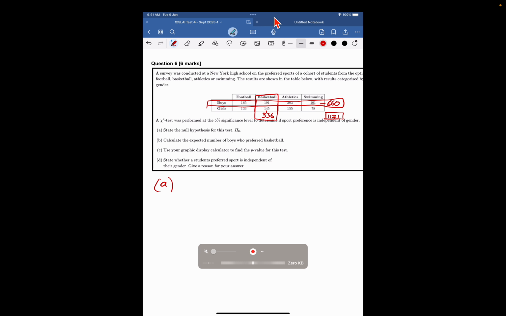The null hypothesis. Well, the null hypothesis is always that there's just nothing going on, and then all we do is we copy and paste the two categories: sport preference is independent of gender, and that's that.